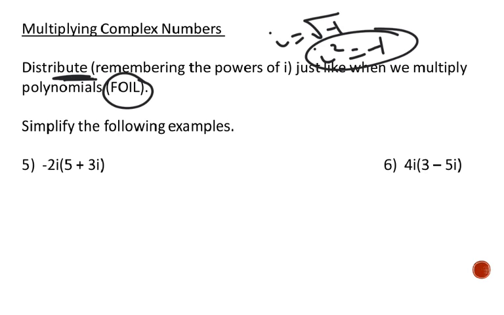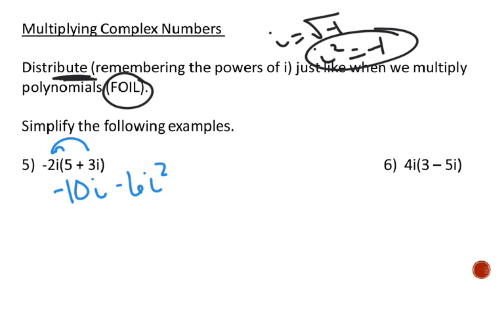So this we're going to use a lot when we multiply. So example 5, we have -2i times the quantity of 5 plus 3i. So they're right beside each other, which means we're multiplying. So we're going to distribute. So -2i times 5, so that's -10i. Then -2i times 3i is -6i squared. So you're basically using that i just like you would any other variable.